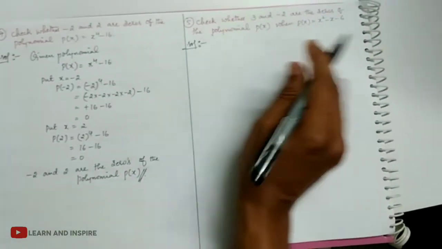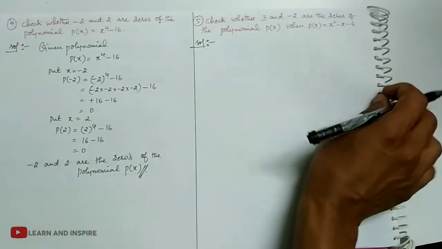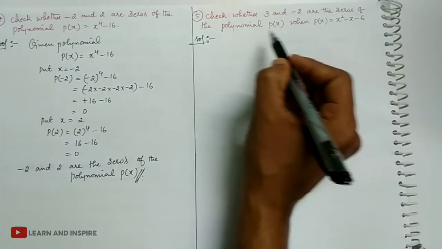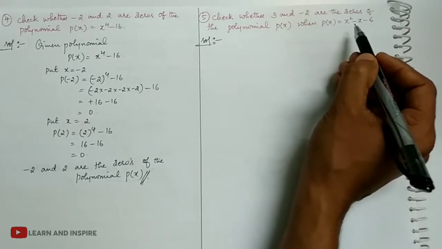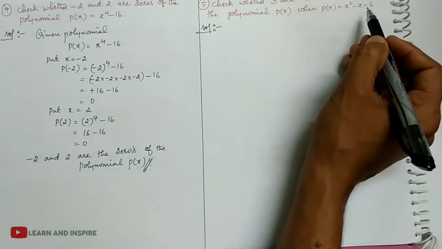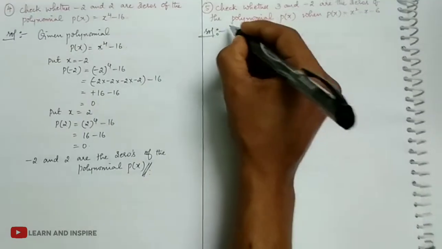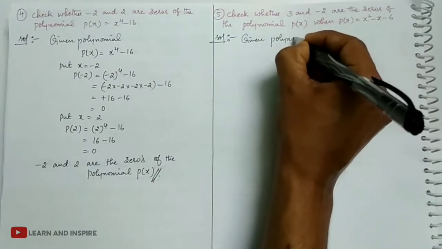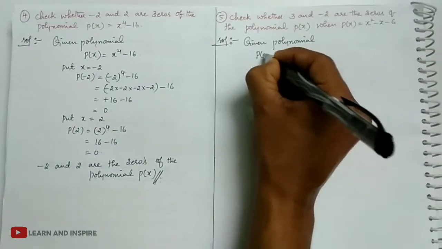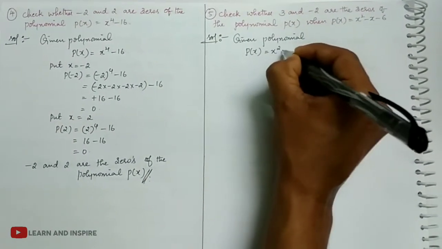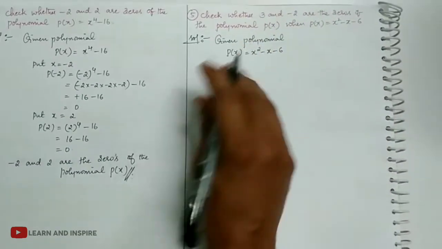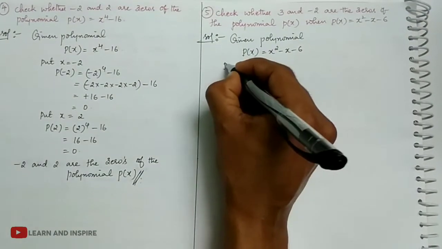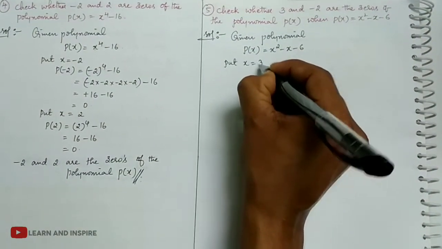So next move on to the fifth one. Last question from exercise 2.5. Check whether 3 and minus 2 are zeros of the polynomial p of x, when p of x is equal to x square minus x minus 6. So this is the question. First we write the given polynomial. So the given polynomial is p of x is equal to x square minus x minus 6. So what are the values to be substituted? 3 and minus 2. First we substitute 3, x is equal to 3.